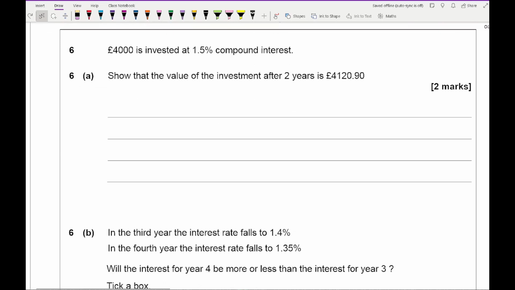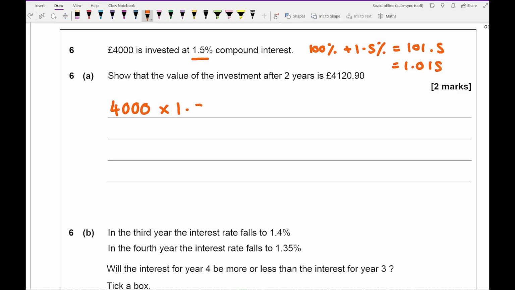Moving on to question 6, it says £4,000 is invested at 1.5% compound interest. Show that the value of the investment after 2 years is 4,120.90. Well, the formula for compound interest is the original amount, or the starting amount, multiplied by the decimal multiplier after the increase. So it's 100% plus 1.5%, which is 101.5. Convert that into a decimal, so that's going to be 1.015 to the power of the number of years, which is 2. So if I type that into my calculator, I do get an answer of 4120.90.